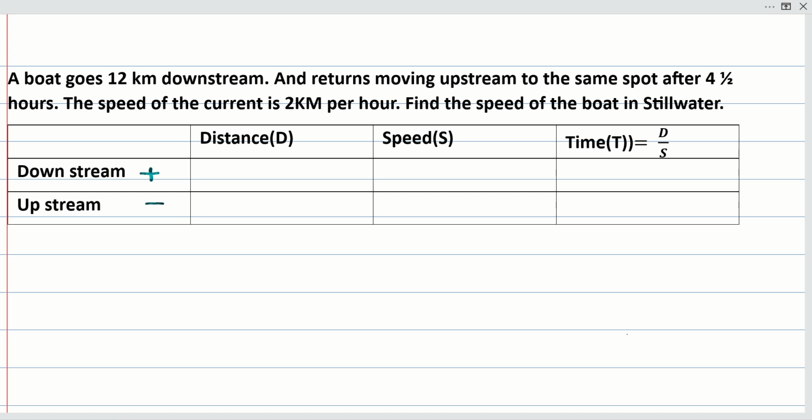So distance, and I have to make it more precise, downstream the speed is added, because the speed of the water will add to the speed of the boat. And upstream, it will decrease because it is an opposing force.